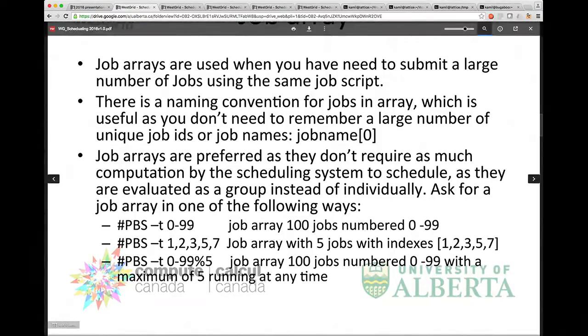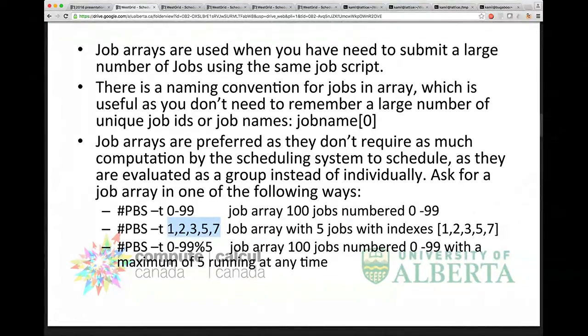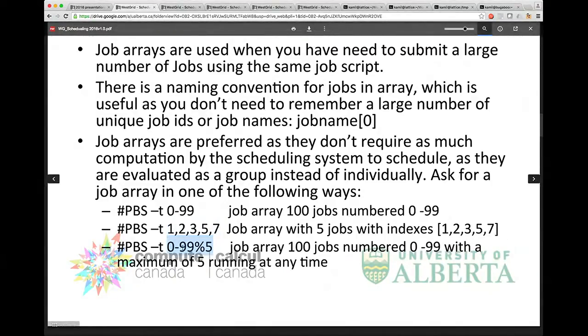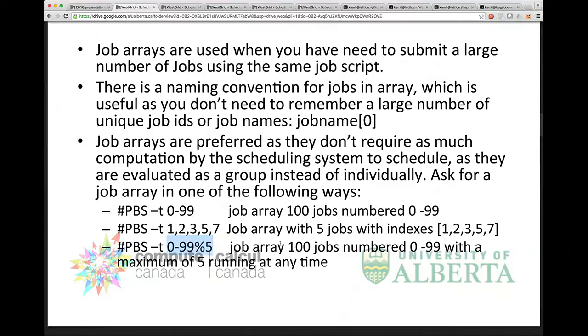So here's how you request a job array. You have a -t and then a range. 0 to 99 would give an array of jobs numbered from 0 to 99. You can also give them individual indexes, 1, 2, 3, 5, 7. Also, sometimes if your jobs, for instance, are very hard on the file system and you want to limit the number of jobs that run, you could do that with a %, and then put a number for the maximum number of jobs that can run at the same time.